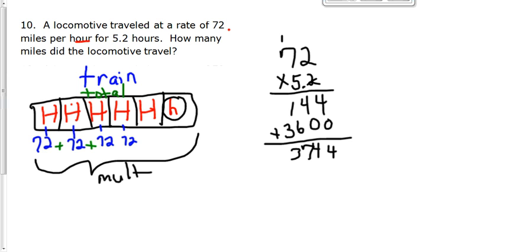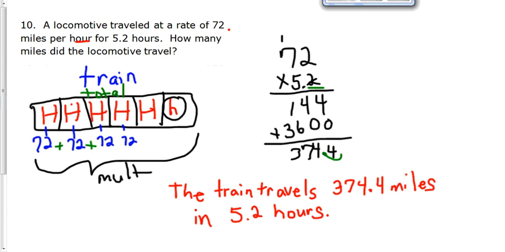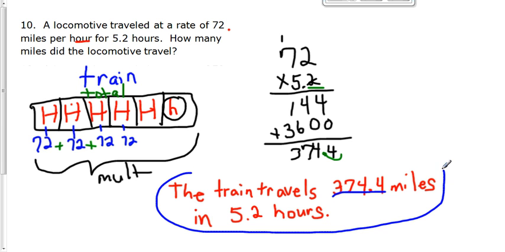What's special about this problem is we have part of another hour, so we had a decimal in the problem. If you have one decimal in the problem, you're going to have one in the answer. Since this is a story, we're going to finish it out with a sentence. The train travels 374.4 miles in 5.2 hours. So there's my final answer.